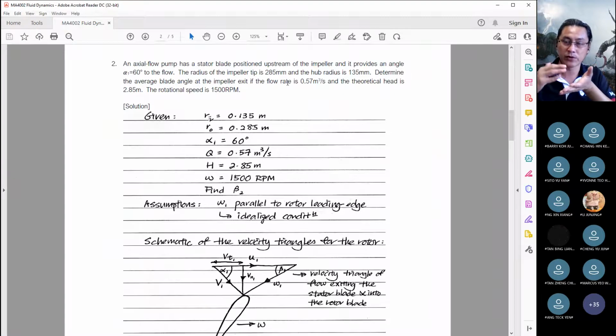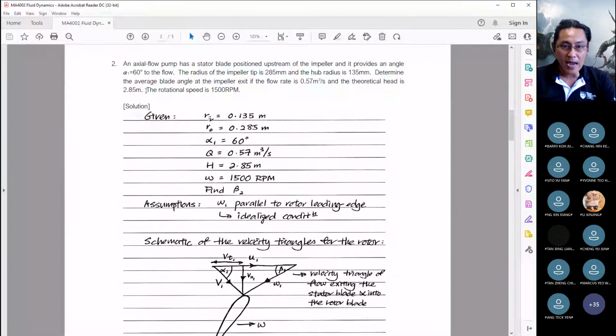The blades are fixed on the hub. So that means the blade starts from R1 equals 135 mm all the way to R2, 285 mm. You can't have a zero hub situation, isn't it? There's nothing to hold the blade. And so there must be a hub radius. It's just a matter of how big or how small.